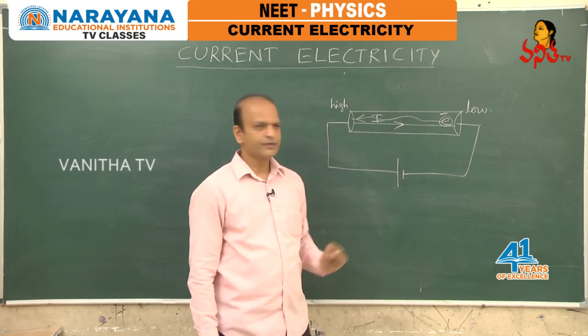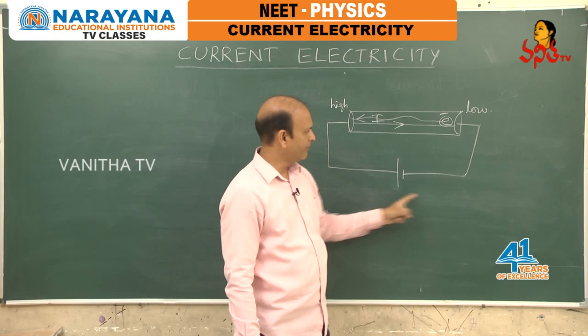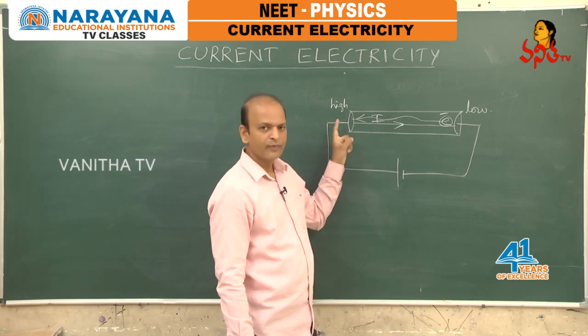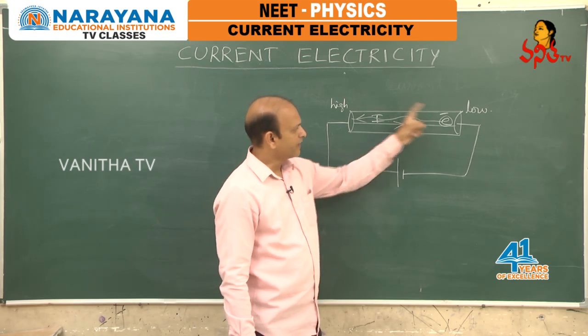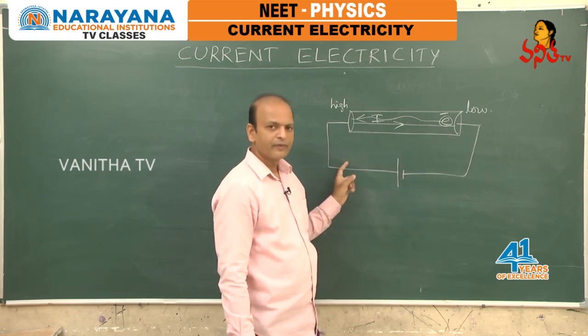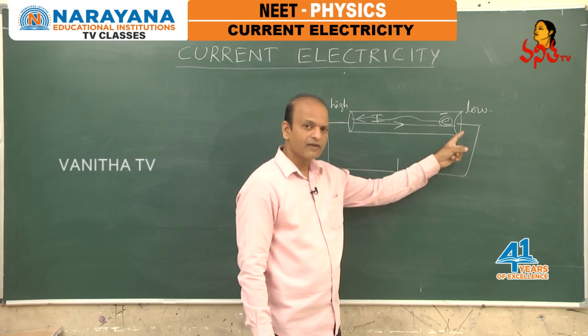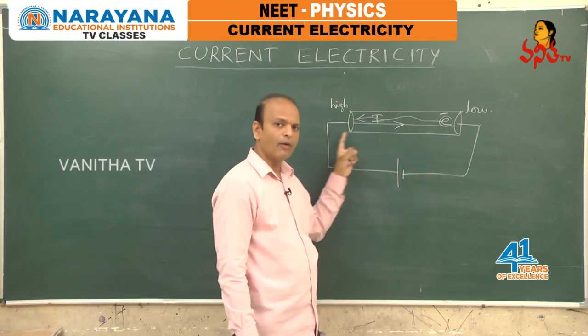Therefore, we still use that conventional direction of current from positive to negative in the outside of the circuit, outside of the cell, that is, high potential to low potential. But in solid conductors, electrons pass opposite to the current.